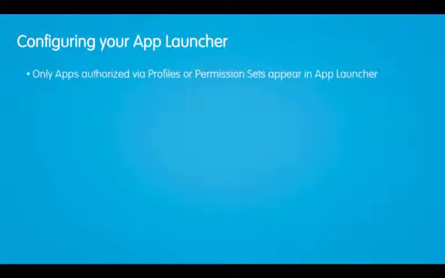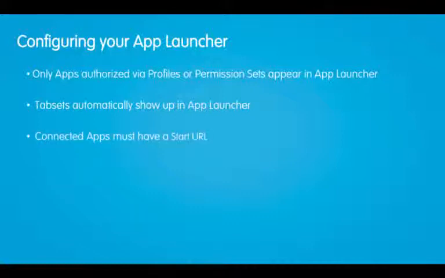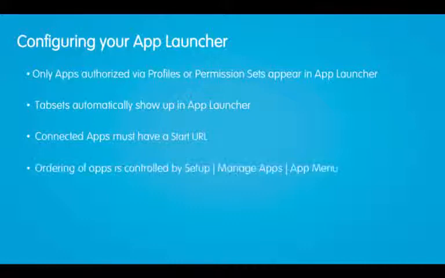Configuring your app launcher is easy. First, users must be authorized to access either the tab set or connected app via profiles or permission sets. Tab sets will automatically show up in the app launcher. In order to get connected apps to show up in the app launcher, they must have a start URL. Ordering of apps in the App Launcher is controlled by going to Setup, Manage App, App Menu, and moving your applications up or down in the menu.